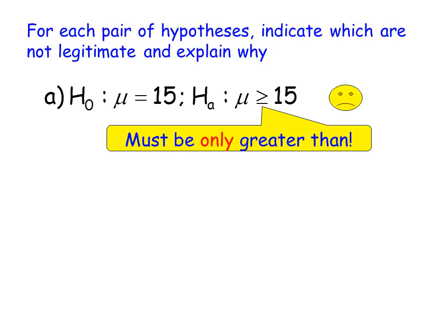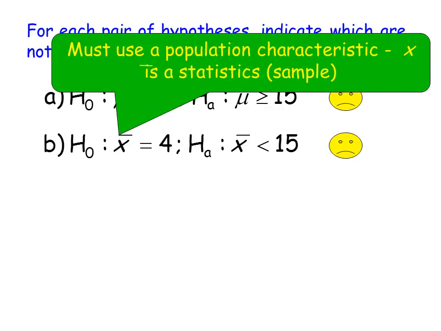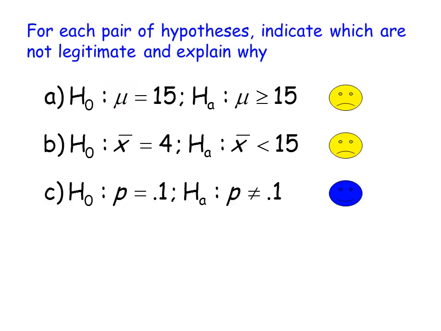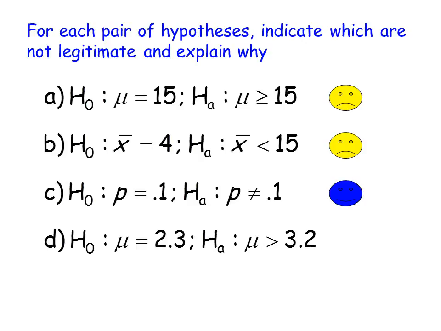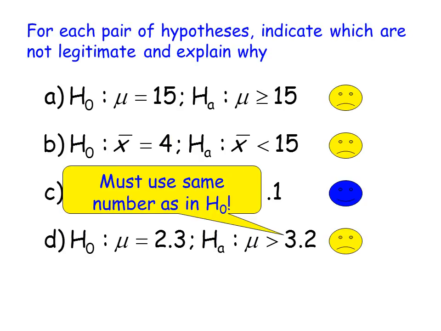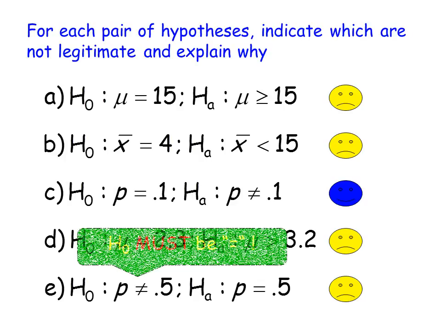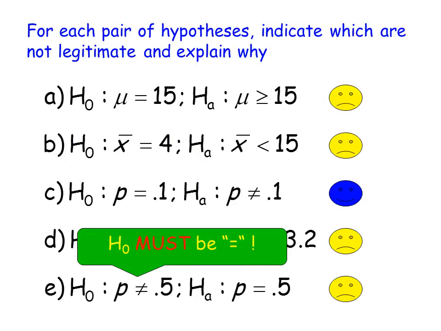This is not good. We only use greater than, less than, or not equal to for our alternative hypothesis. This one's bad too. We always use population notation, not sample notation, when we write our hypotheses. This one is good. We have our population parameter, which is p, and we have equal to for our null hypothesis and not equal to for our alternative. This one's not good. Both values have to be the same in the null and the alternative hypothesis. And lastly, this one's not good either because our original hypothesis, H naught, has to be equal to no matter what.